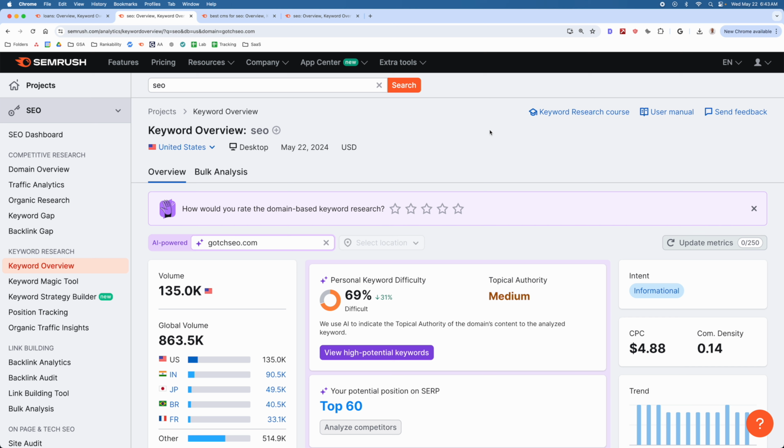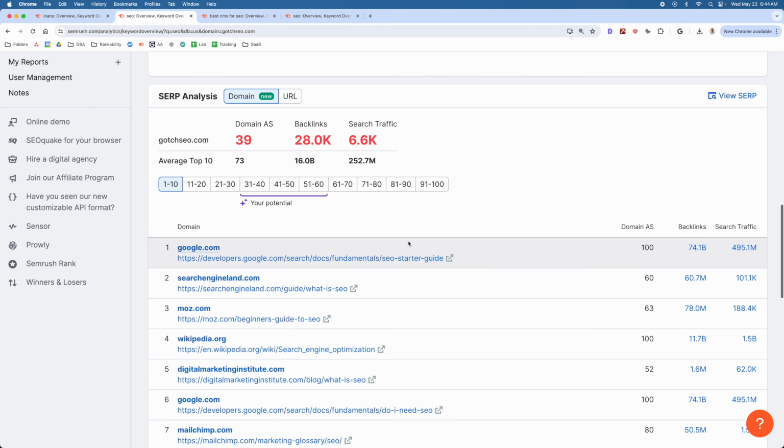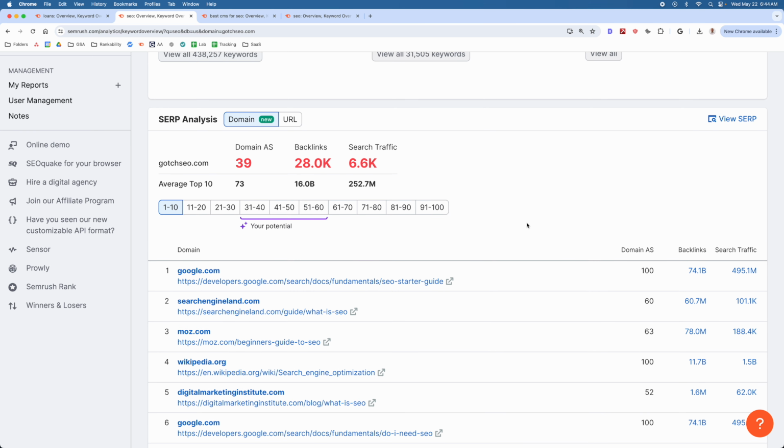Right here, this is looking at SEO specifically. Even then, because I have a highly relevant domain, it says I have medium topic authority. So when you look at this, the regular KD is 100%, but my personal KD is 69%. So there's a 31% decrease based on like the overall status of my domain at this point. Okay, so when we look at this, you'll see that Semrush is estimating that I could get within, let's say, 31 to 60. Even though I could, doesn't mean I should, right? Because being anywhere other than top 10 is pointless.